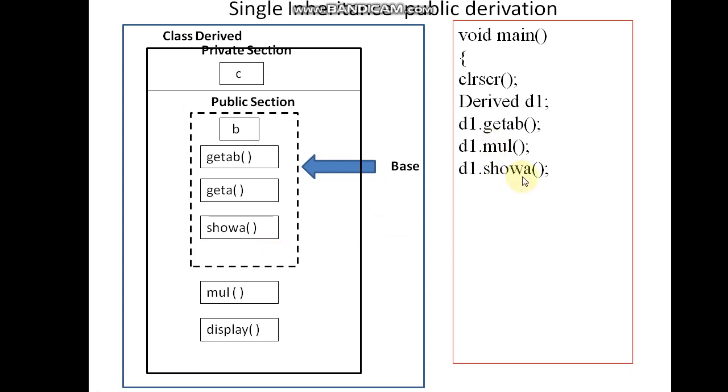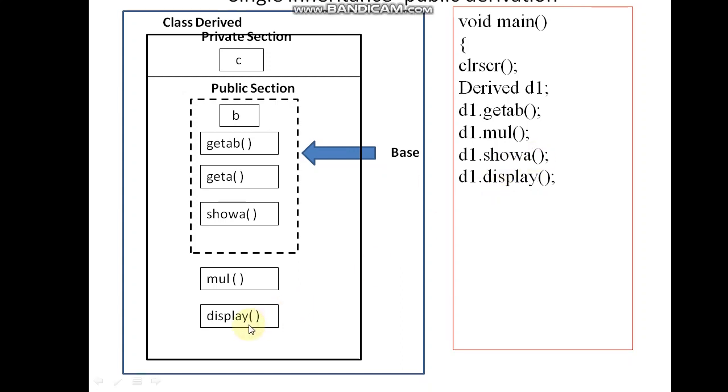showA is a function of the base class inherited by the derived class. So D1 can call the showA function, which will display the value of A. The display function is a member function of the derived class which will display the values of A, B and C.